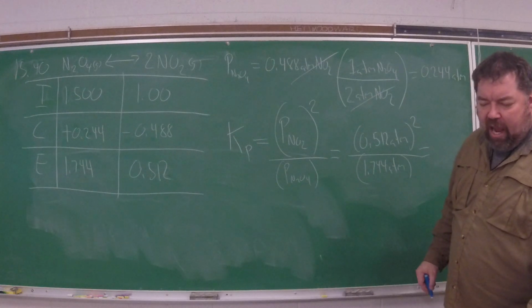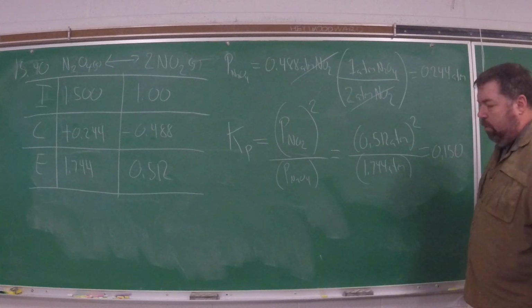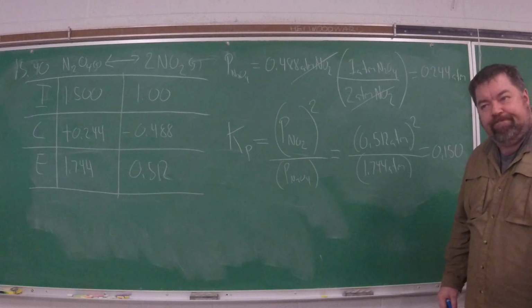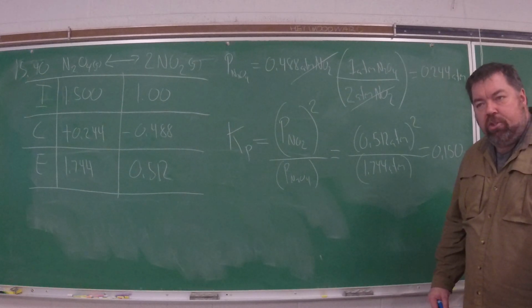Plug all that into your calculator, and I have 0.150 is what I have for Kp. Again, hopefully I explained that so it's understandable.